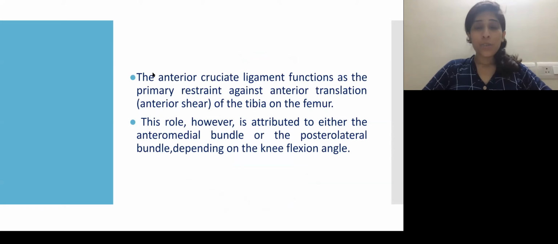Then the anterior cruciate ligament function, as we all know, is to help restrain the excessive anterior translation of the tibia on the femur. So whenever excessive anterior tibial translation is occurring, it will be controlled by the ACL. This role, however, is attributed to either the anterior medial bundle or the posterior lateral bundle, depending on the position of the knee joint flexion angle.